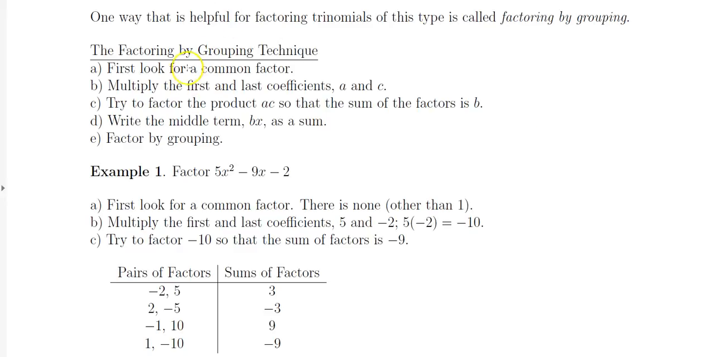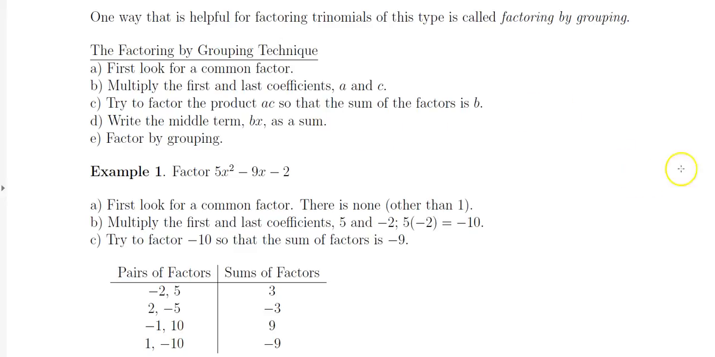So we want to first always look for a common factor when we're factoring any polynomial. That's the main rule that we're going to look for. And what we can do is multiply the first and last coefficients, a times c, and try to factor the product so the sum of the factors is b. And we can write that middle term as a sum and factor by grouping.